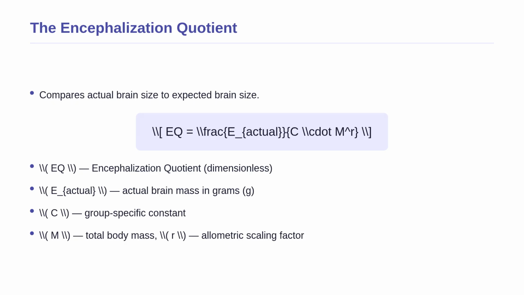EQ represents the encephalization quotient, a dimensionless number. E actual stands for the actual measured mass of the animal's brain in grams. In the denominator, C is a constant that depends on the specific group of animals, like mammals or reptiles. M represents the total body mass, and R is the allometric scaling factor, typically around 0.75 for mammals. If actual brain mass increases while body mass stays the same, the EQ value increases, indicating higher cognitive capacity.